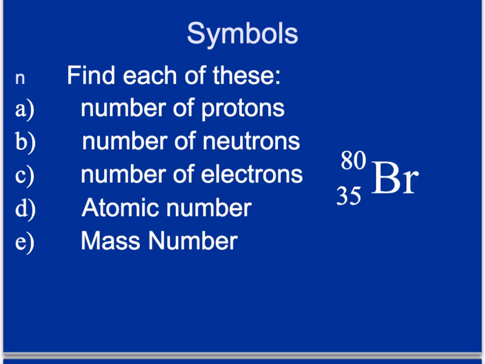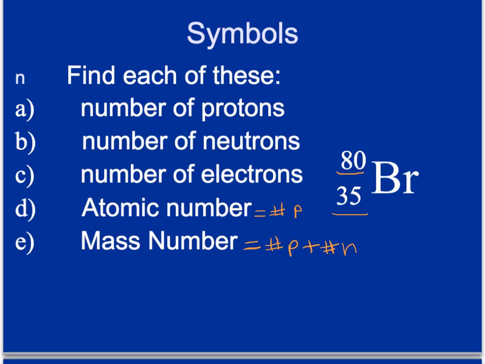So here's an example where we might give you a symbol and ask you to calculate these. This one says find the number of protons, neutrons, electrons, atomic number, and mass number. I'm going to start with the bottom of this list because I think this will be easier. Remember, the atomic number equals the number of protons, and the mass number equals the number of protons plus the number of neutrons.